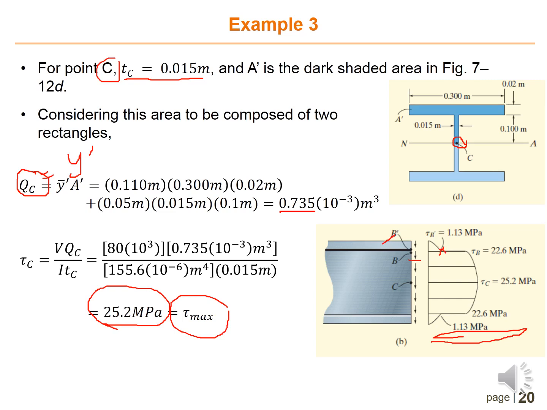As you can see here, this is tau B, and then this is tau B prime. And this is tau B. So we have a sudden jump of the shear stress here, and then we have a parabolic distribution, and the maximum value is 25 megapascal. Basically you just need to calculate at the upper part, and then you can just copy or mirror the value here for the bottom side of the beam.